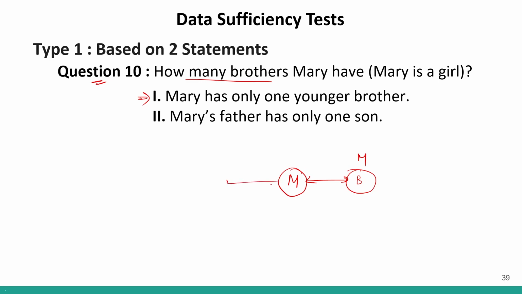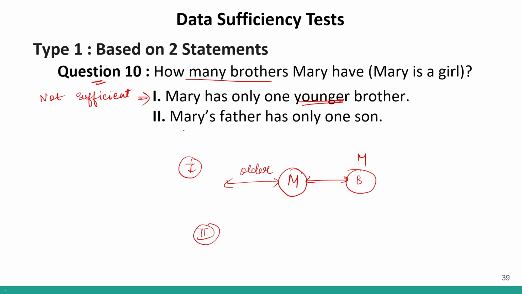Mary might have older brothers. Correct? Mary might have older brothers. That is not given to us. How many older brothers does Mary have? Neither is it written that Mary has only one brother. It is written that Mary has only one younger brother. So how many older brothers she has, we don't know. So this statement alone is not sufficient. Correct?